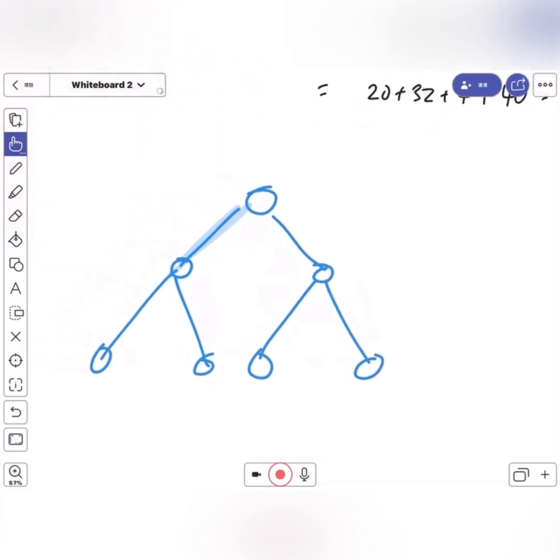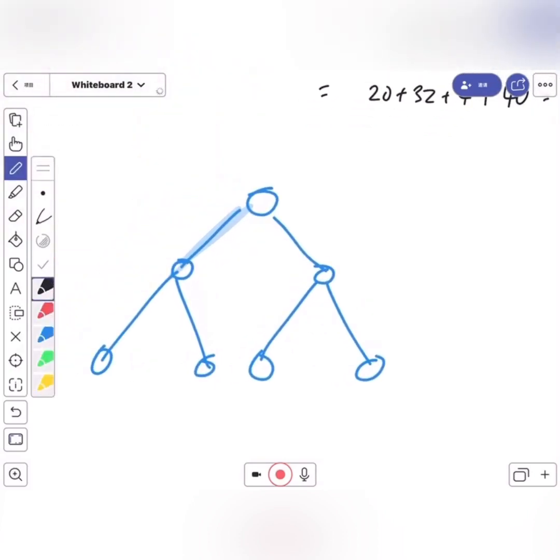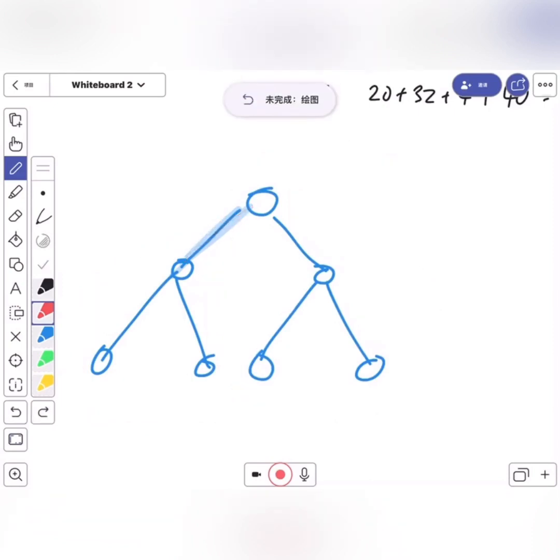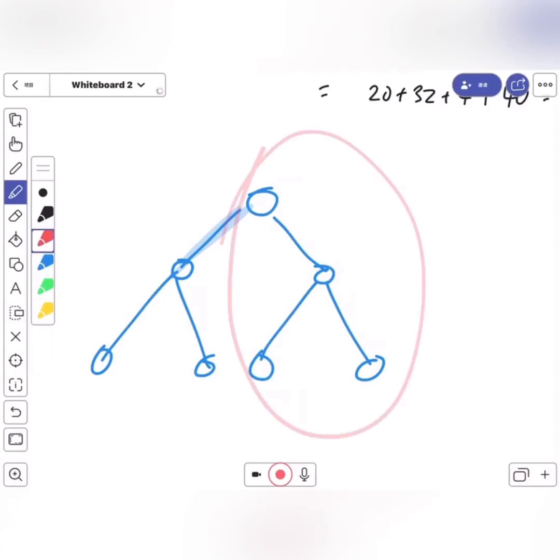Well, in order to reach this path, we must choose one node from this pile and one node from this pile, right? In order for this to be connected. Like, if we just assume that this part is a strongly connected component and this part is a strongly connected component, then we need this path to connect these, to walk from this to this.